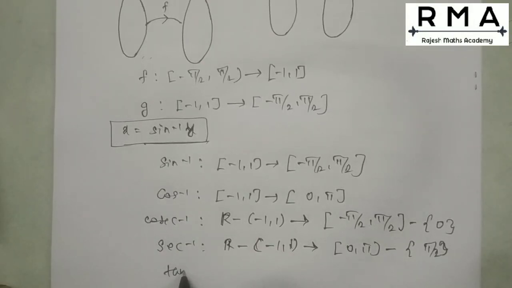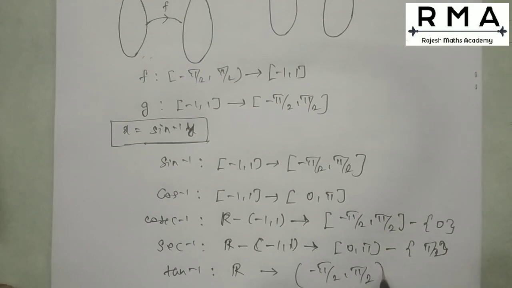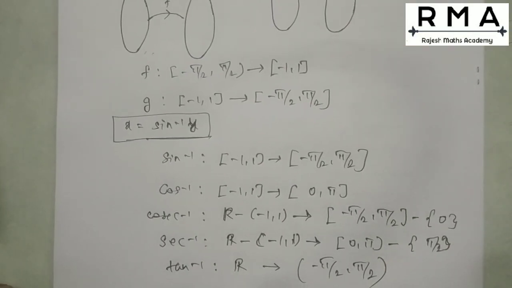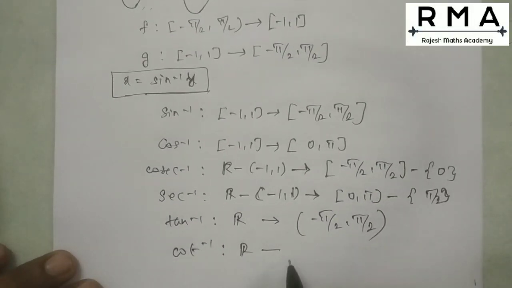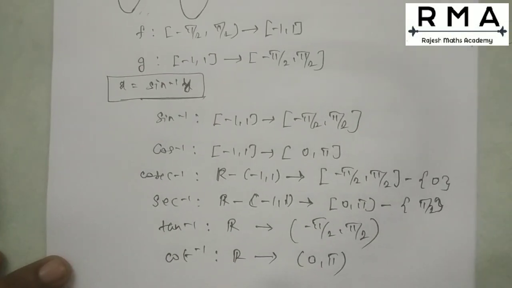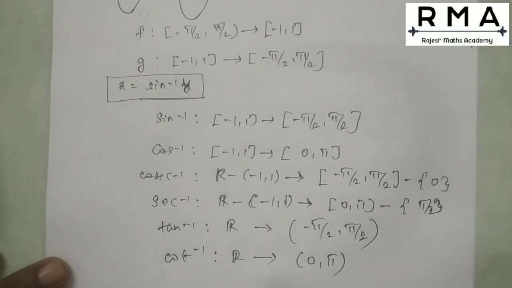Next I am taking the tan inverse function. This function is defined from real numbers to the open interval minus pi by 2 to plus pi by 2. Similarly, the cot inverse function is defined from real numbers to the open interval 0 to pi. So like that I am defining these 6 inverse trigonometric ratios.